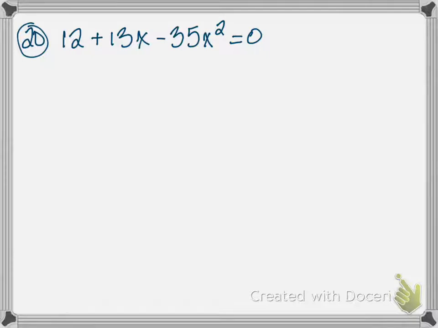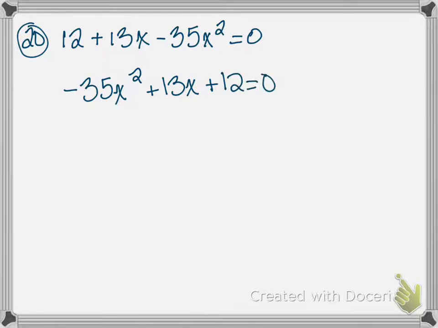Okay, so there's a couple of things that I'm going to do with this problem first before I really get down into it. The first thing that I'm going to do is rewrite this in standard form. So I'm going to say negative 35x squared plus 13x plus 12. So what I did is I just put that in standard form. I did x squared first. Now, you don't have to do this.